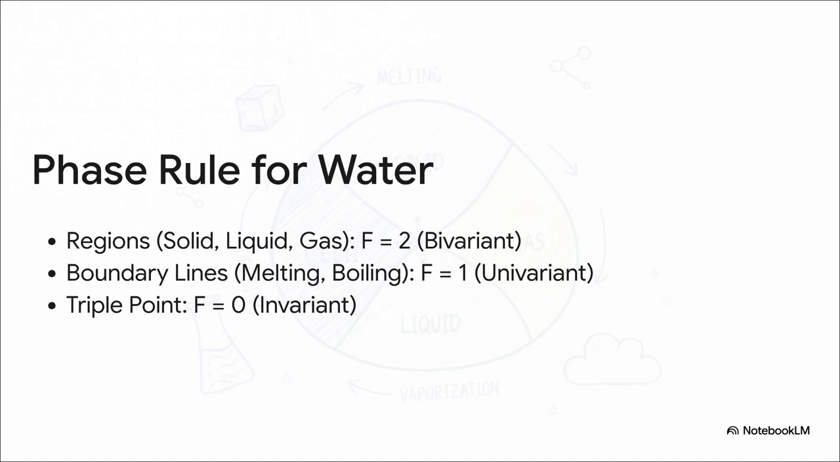But on the boundary lines where two phases coexist, like ice melting into water, P is 2. So F equals 1. It's univariant. Change the temperature, and nature forces you to change the pressure to match. And right at the center, the triple point. Solid, liquid, and gas all exist together. 3 phases. 1 minus 3 plus 2 equals exactly 0. 0 freedom. Nature has completely locked the pressure and temperature to one exact point.